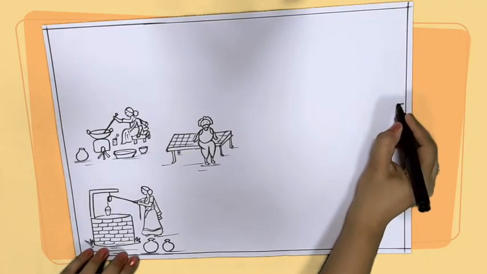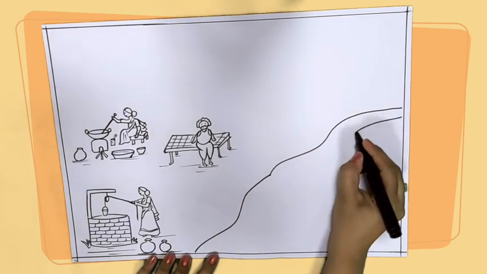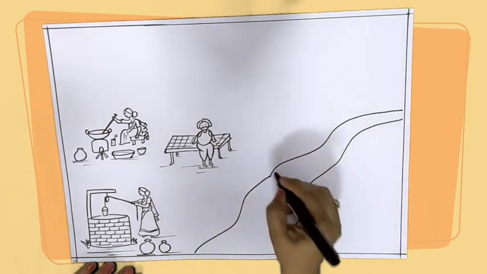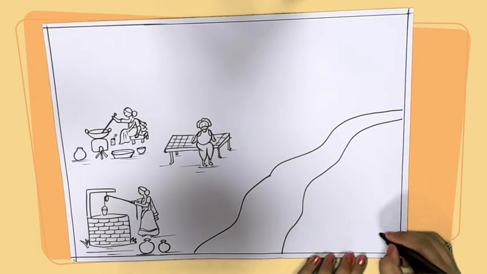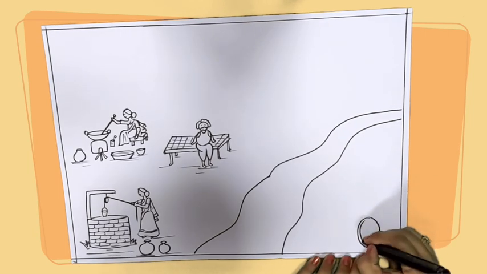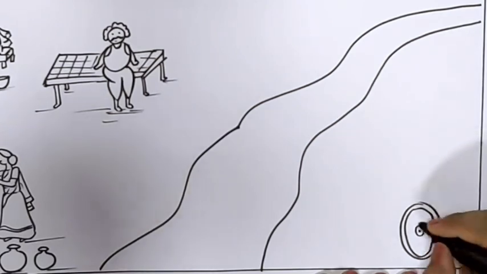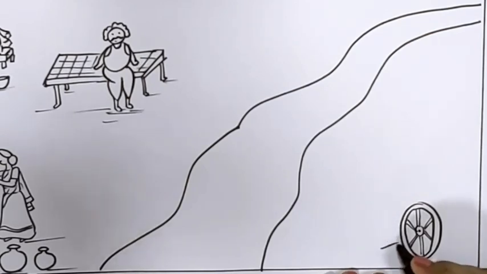Now I'm dividing my sheet into two parts, as I was saying. On one side I'll be showing the farm, and on the other side I have shown a civilization. So there are people there living, and on this side I'll show the farm. So I'm starting with a cart which is lying in the farm and can be used for different activities.